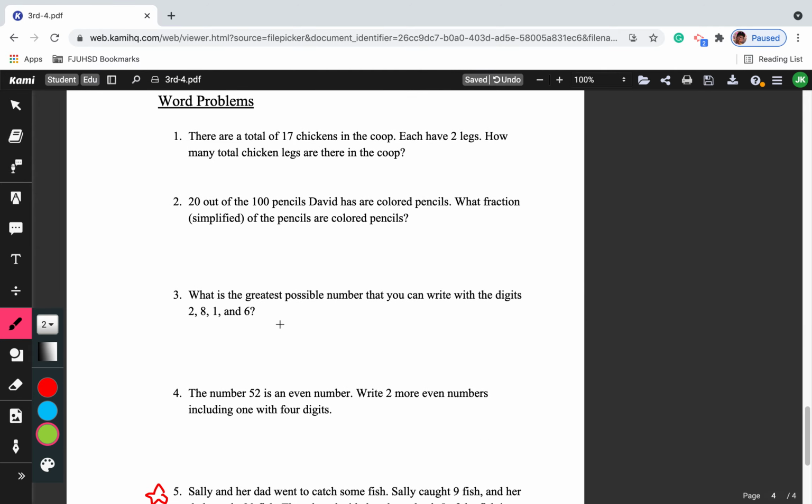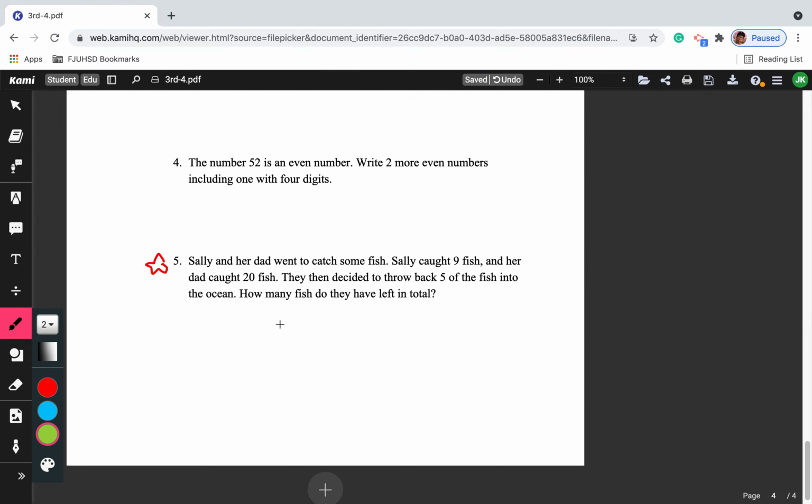Okay, we're going to go through a word problem. So let's go. Sally and her dad went to catch some fish. Sally caught 9 fish, and her dad caught 20 fish. They decide to throw back 5 of the fish into the ocean. How many fish do they have left in total?